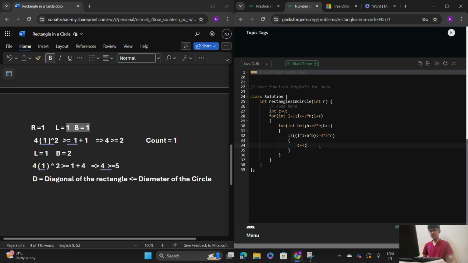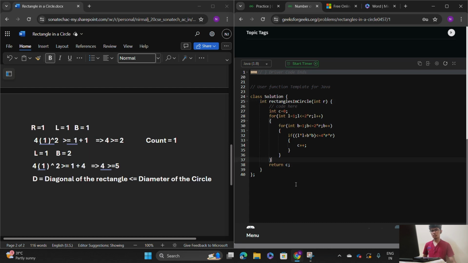The same approach I have applied here. When 4R square is greater than or equal to 1 plus 1, here I have initialized in this part, and the right hand side is 4R square. In this case, I'll just increment the value of C by 1. After this, I'm going to return C. That's it. Integer should be returned. Okay, C is integer.